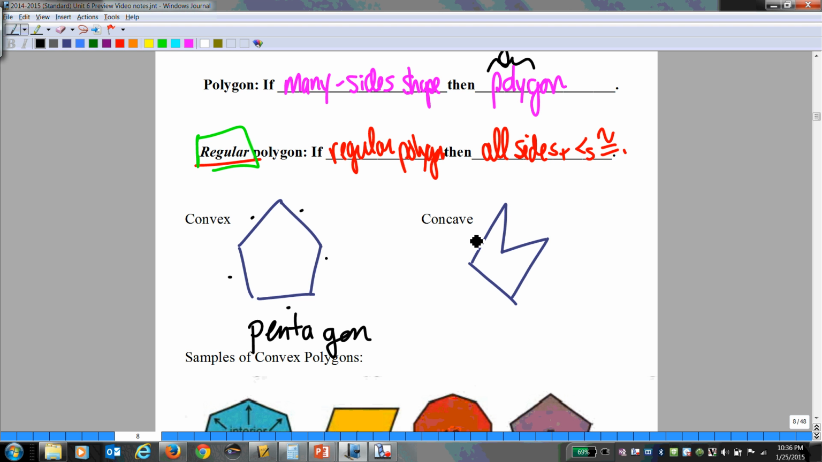Let's count the sides here. 1, 2, 3, 4, 5. Guess what? This is also a pentagon. Wait, that doesn't look like a pentagon. These are two different types of pentagons.